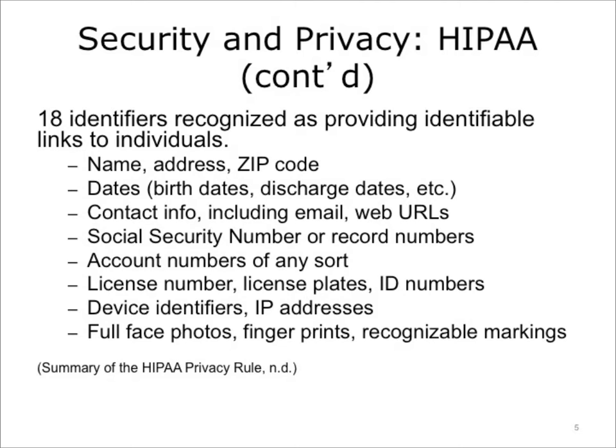6. Electronic mail addresses. 7. Social Security numbers. 8. Medical record numbers. 9. Health plan beneficiary numbers. 10. Account numbers. 11. Certificate or license numbers. 12. Vehicle identifiers and serial numbers, including license plate numbers. 13. Device identifiers and serial numbers. 14. Web Universal Resource Locators, URLs. 15. Internet Protocol, IP, address numbers.